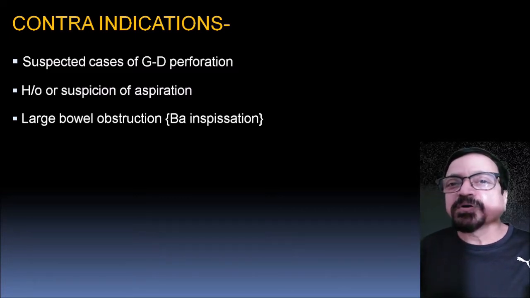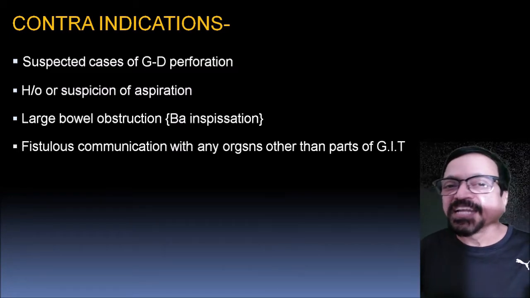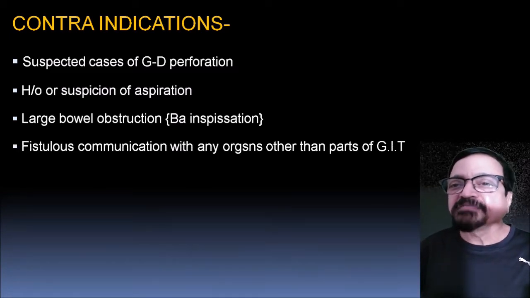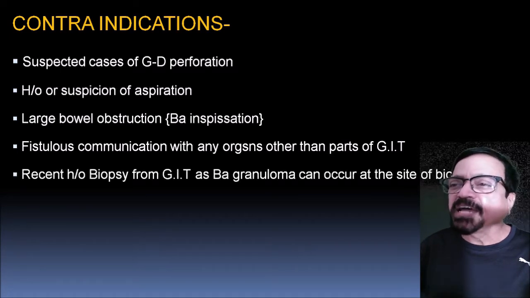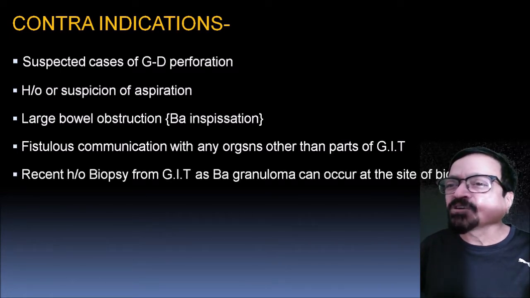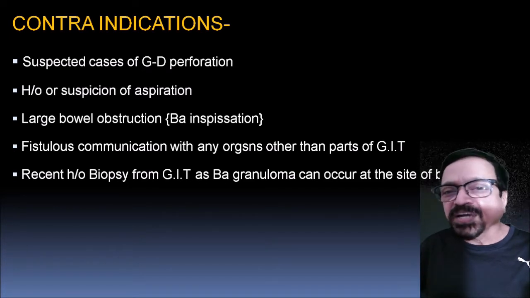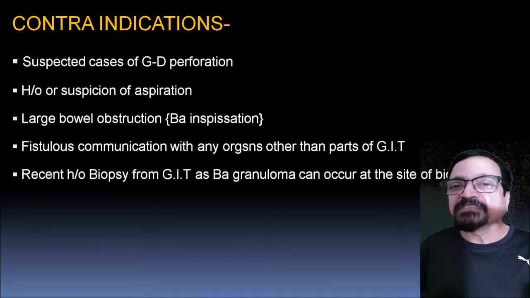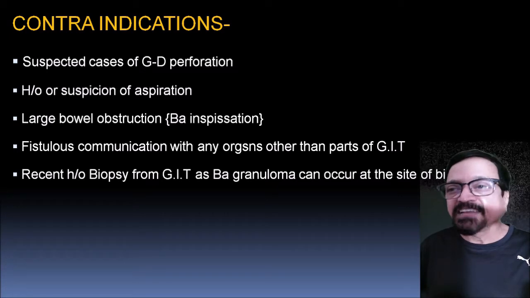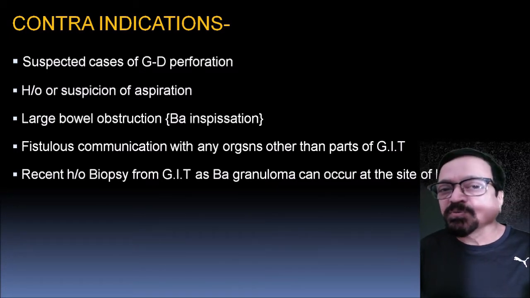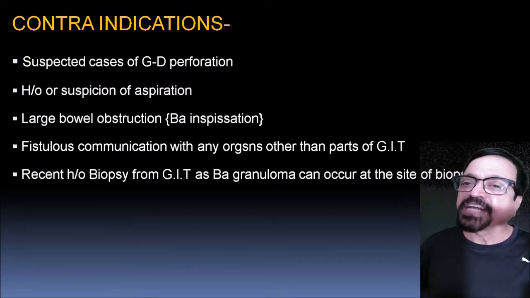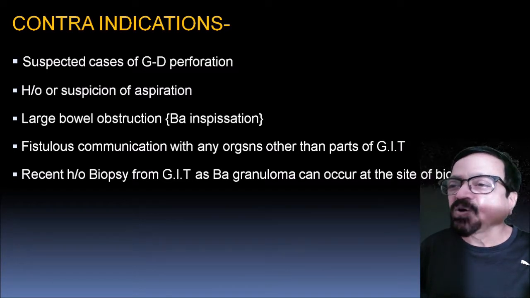A large bowel obstruction can occur because of barium inspissation. Now, fistulous communication between any organs other than part of the GIT can occur because of the barium, but these are extremely rare complications and none of them occurs because of the barium. But if they already exist, then one must take care not to do barium. Now, recent history of biopsy from the GIT, as barium granulomas can occur at the site of biopsy. This care has to be taken.